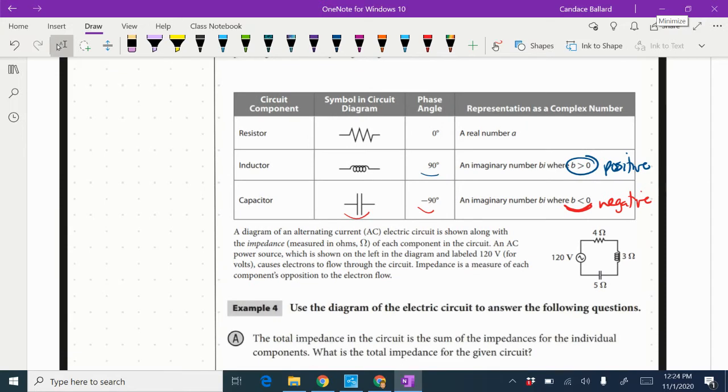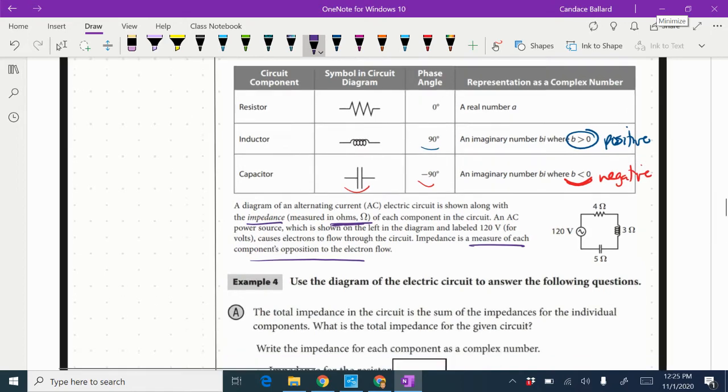In a diagram of an alternating current, AC, electric circuit, the impedance is shown, measured in ohms. So this funny little symbol represents ohms. An AC power source, which is shown on the right in the diagram and labeled with 120 volts, causes electrons to flow through the circuit. Impedance is a measure of each component's opposition to the electron flow.